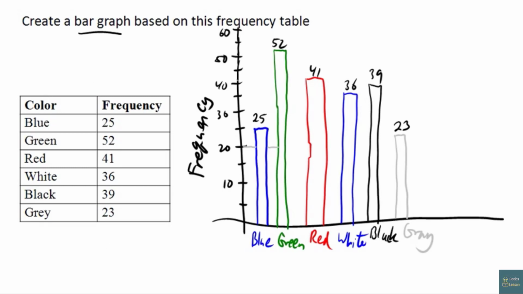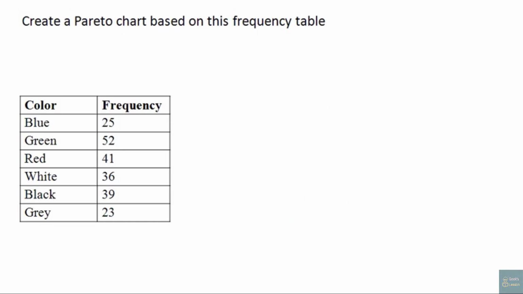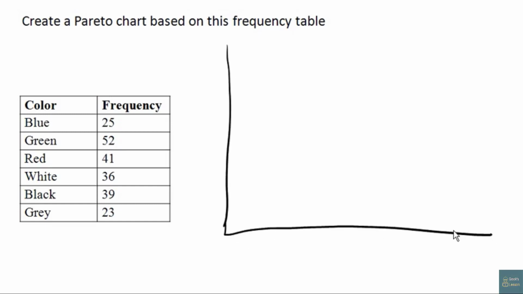So now we're going to try to create something called a Pareto chart. Now, a Pareto chart is really the same idea as a bar graph. It's just a specific type of bar graph. So we're going to start it the same way. 5, 10, 15, 20, 25, 30, 35, 40. Now, of course, if I really wanted to do a really high-quality graph, I would not just be freehanding this. I would be using either graph paper or a pencil, or, like I said, a computer. But this will be okay for now.